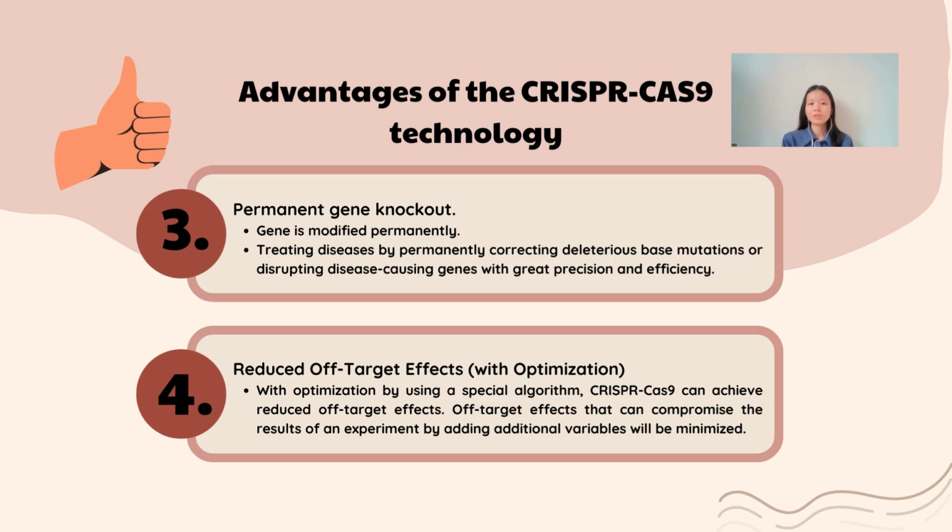Lastly, reduced off-target effects with optimizations. By using a special algorithm, CRISPR-Cas9 can achieve reduced off-target effects. Off-target effects can be minimized, and the results of the experiment will be good.